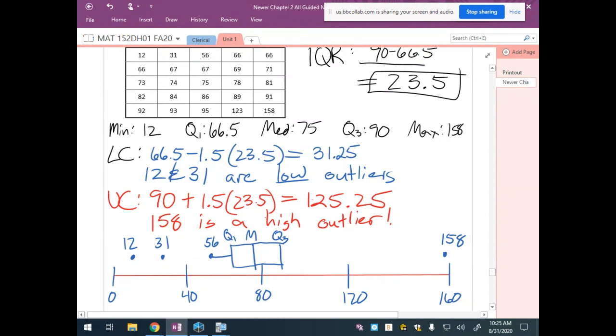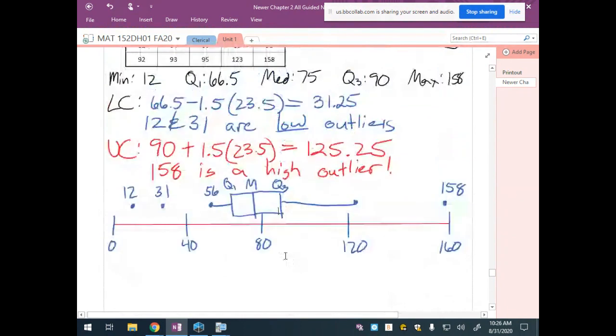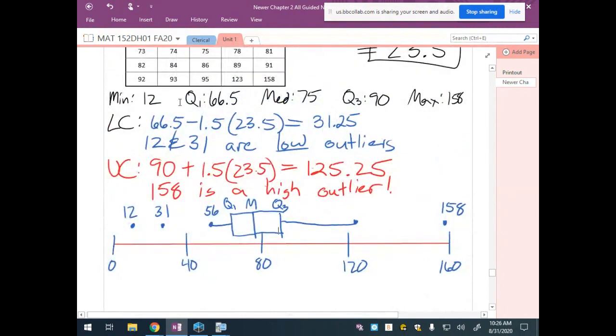Now, where would the upper whisker end? 123. Outstanding. And here you have it, boys and girls. You have made your first box and whisker plot. Pretty awesome, huh?